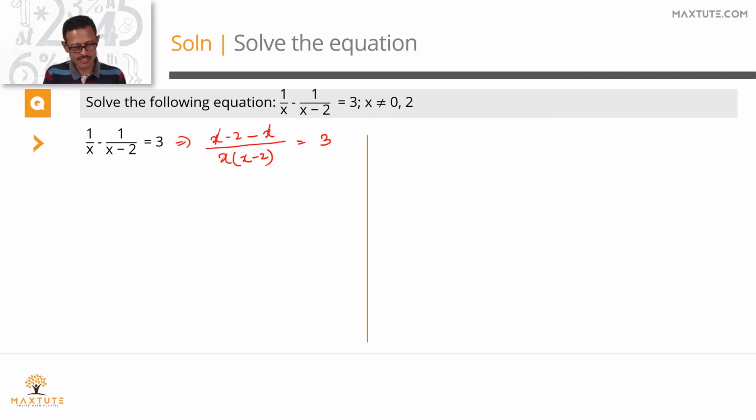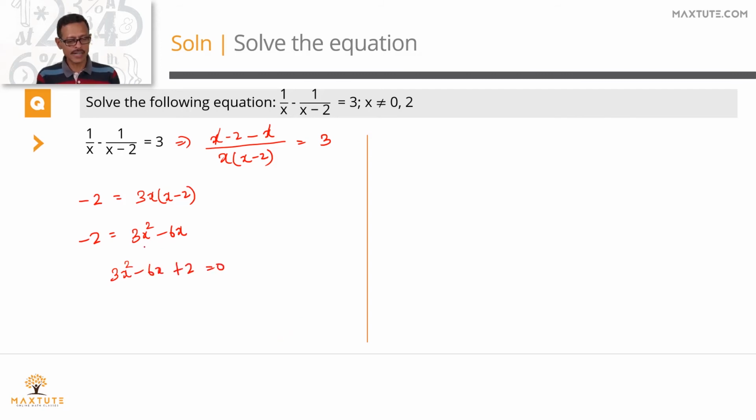X gets cancelled with minus x. Minus 2 is equal to, I'm cross multiplying this, 3 into x minus 2. Expand this: minus 2 is equal to 3x square minus 6x. Take all terms to one side, we'll get 3x square minus 6x plus 2 is equal to 0. Product is plus 6, sum is minus 6, you cannot factorize it. So let's go with the quadratic formula.